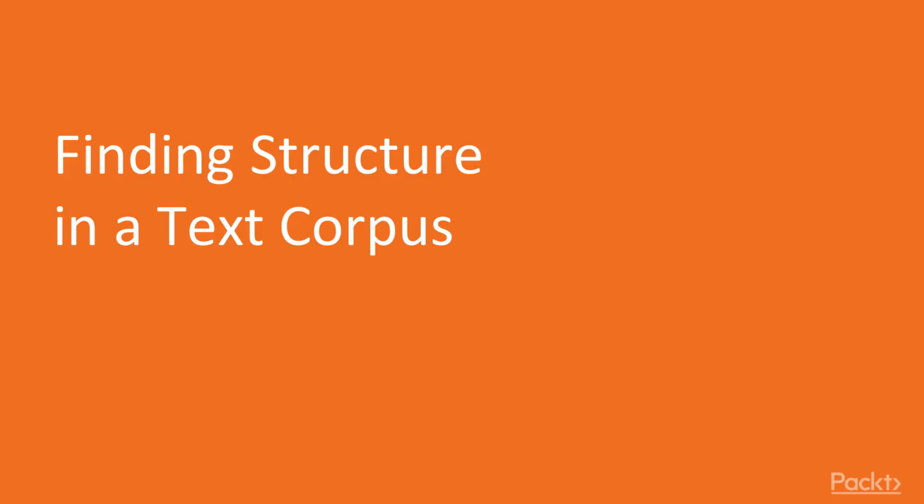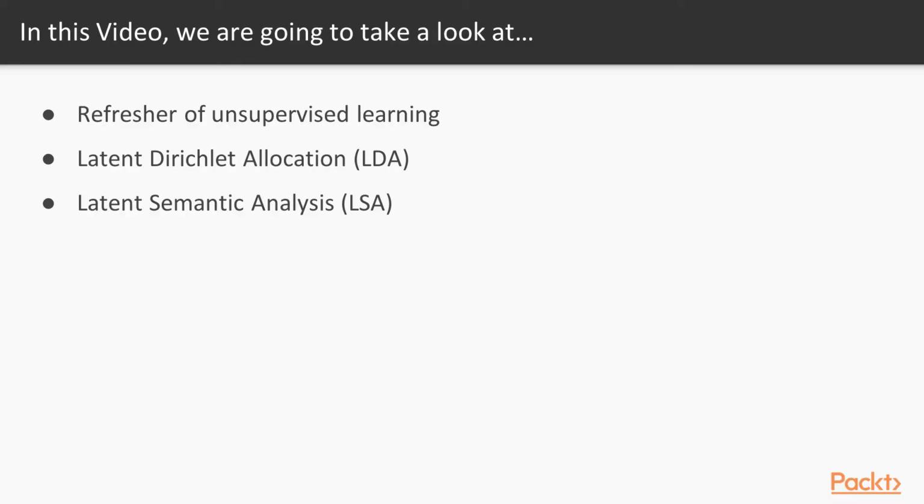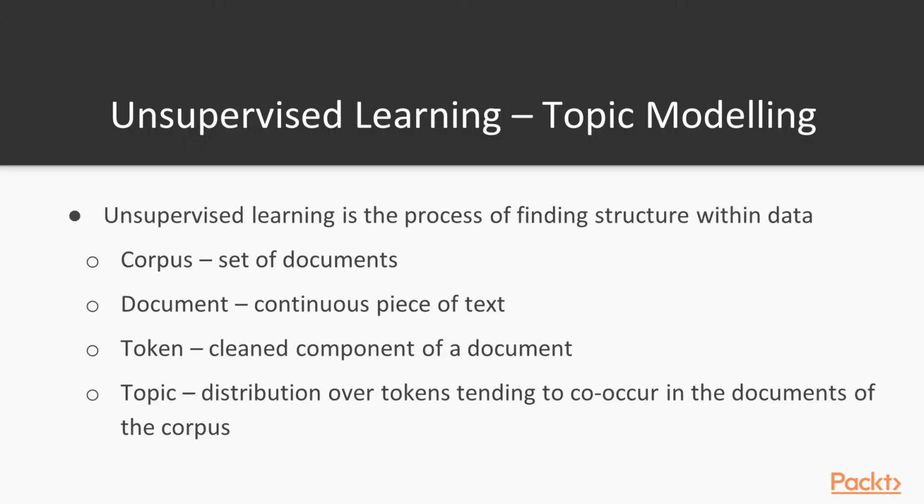Finding structure in a text corpus. In this video, we're going to briefly refresh unsupervised learning. In particular, we will discuss latent Dirichlet allocation, or LDA, and latent semantic analysis, or LSI, as two methods for topic modeling. Unsupervised learning is the process of finding structure within data. Topic modeling is an example of unsupervised learning for text data.